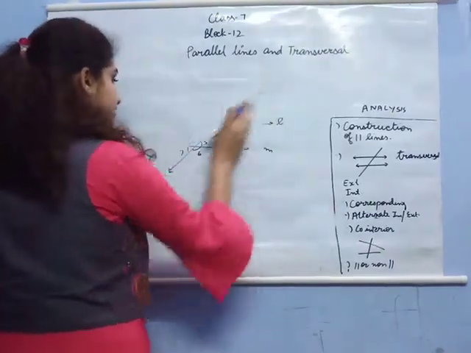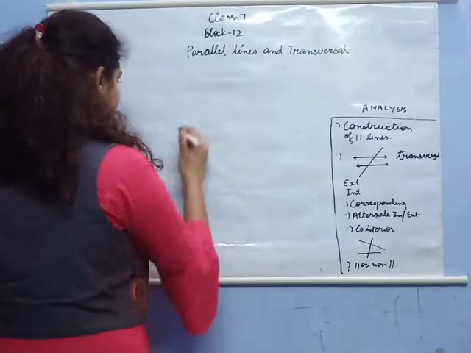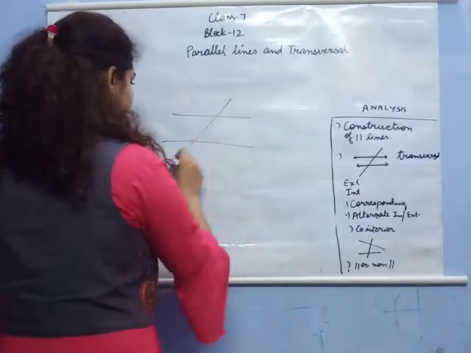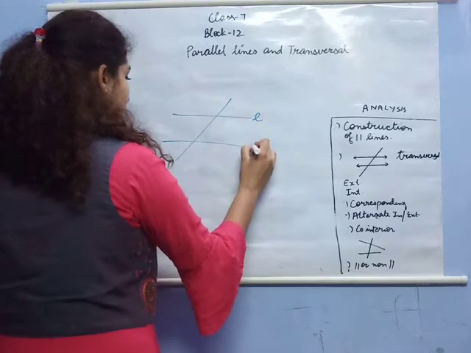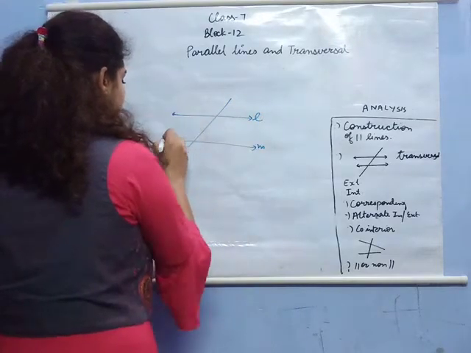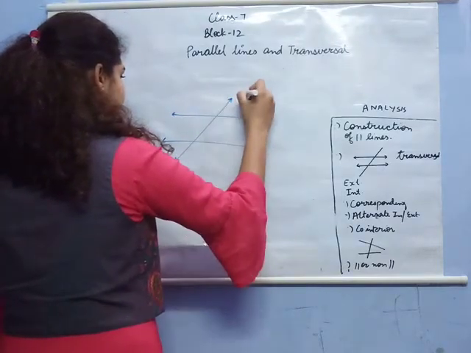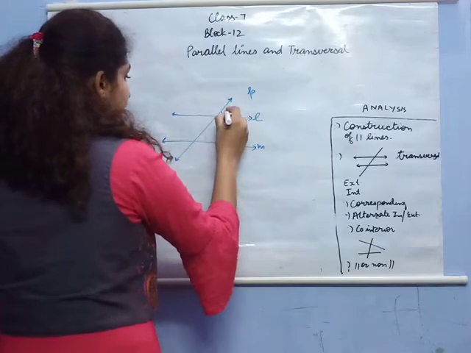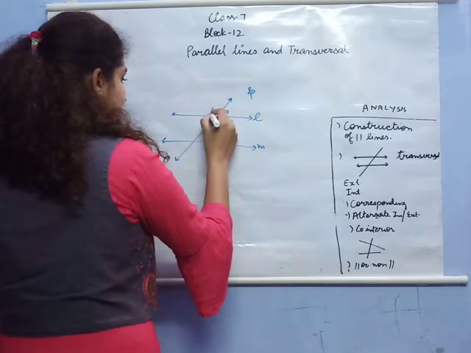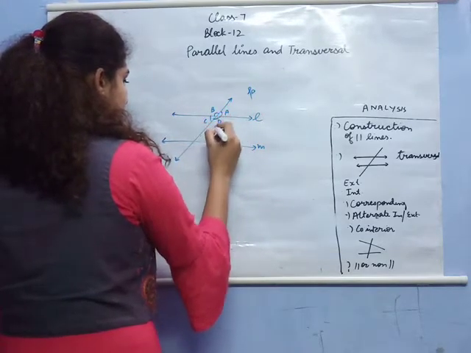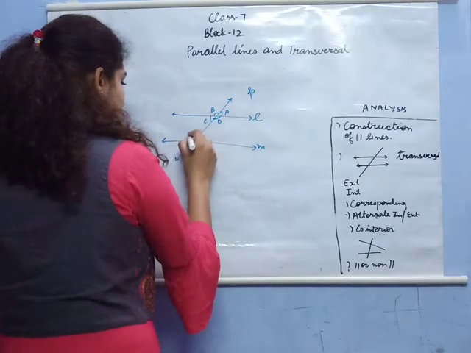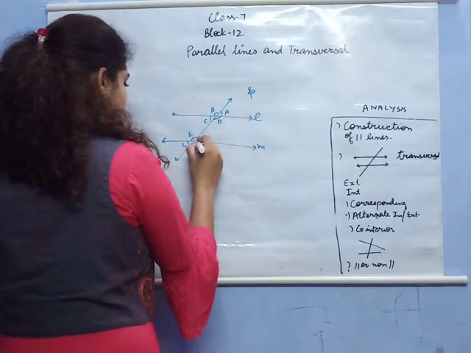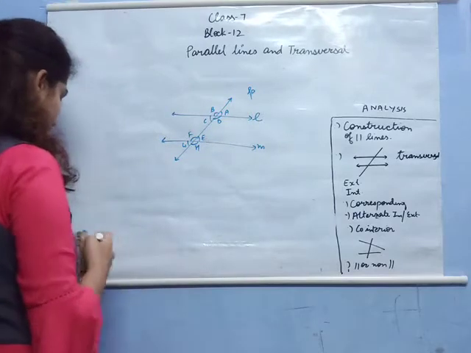Now, if I change the diagram and denote it with some alphabets, how would it be? L, and make sure there is the symbol of a line. If this is capital A, this is B, this is C, this is D, E, F, G, H. Right? Now what?